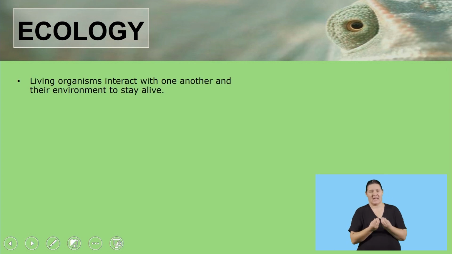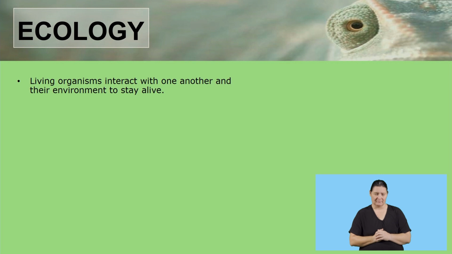So living organisms interact with one another and their environment in order to stay alive. Obviously, a living organism needs another living organism so that it survives. Because if you remember from previous lessons, we've spoken about the fact that some animals feed on other animals in order for them to survive, right?